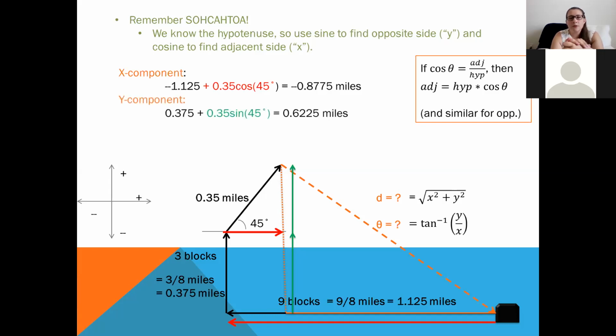We do something similar in the y component. You can see that the shortcut through the park portion is in green in that equation. So we have the y component of that bottom length, 0.375 miles, plus this y component from the shortcut, which gives us the total y component, 0.6225 miles.